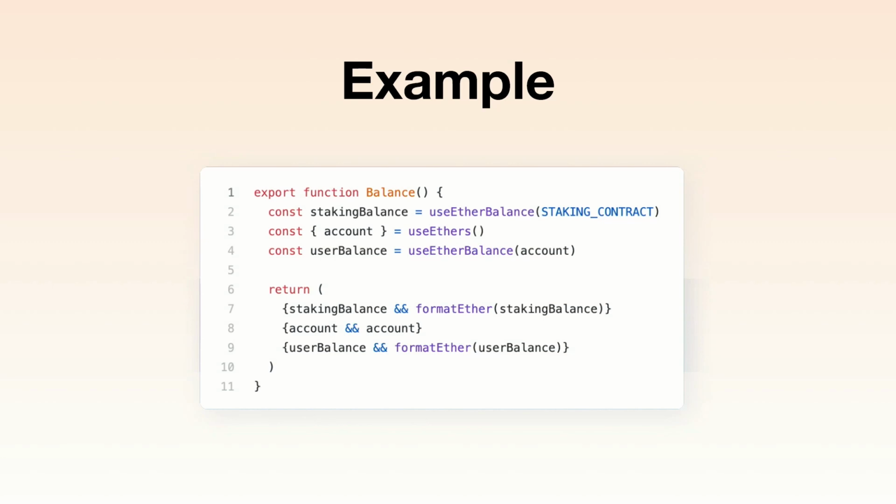And then we call useEthers to get the account address. And then in the fourth line, we just call useEtherBalance with this account that is connected. And then in the following lines, we just display it to the user.